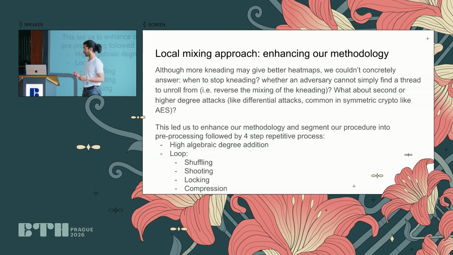And what about second-order attacks? For example, the heat map is a first-order attack. Second-order attacks are something like differential analysis, where you try to figure out something from the degree of the computation. And differential analysis is pretty common in symmetric crypto. And why can't anyone apply that to our methods?